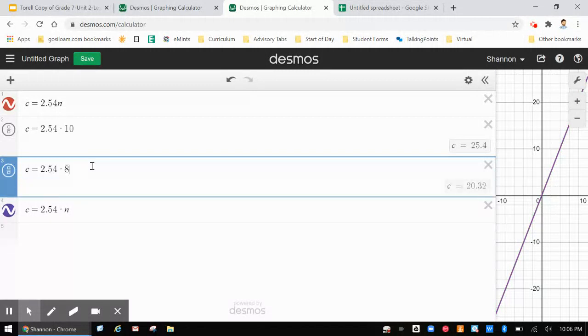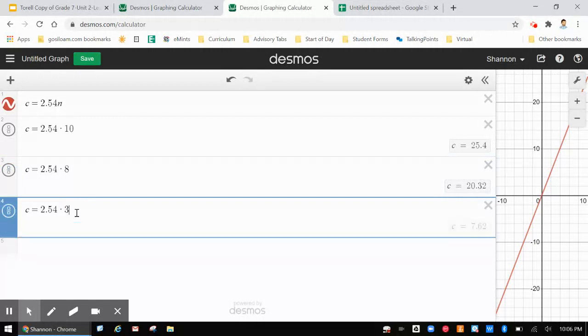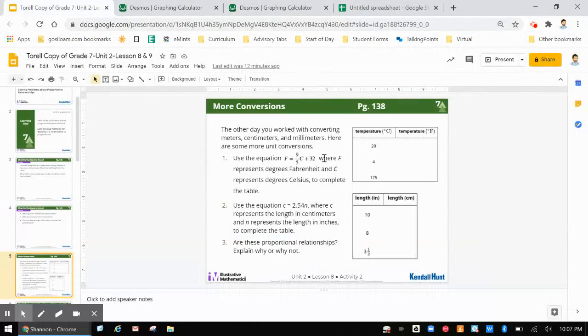Next one, we're plugging in 8. And lastly, we're plugging in 3.5. As you can see, we come up with 25.4, 20.32, and 8.89. So lastly on that, it asks the question: are these proportional relationships? Explain why or why not.